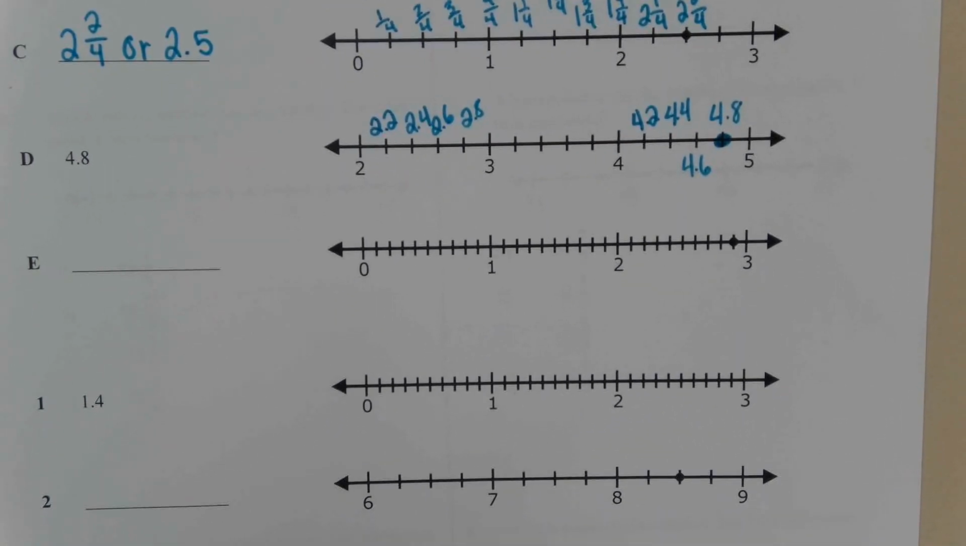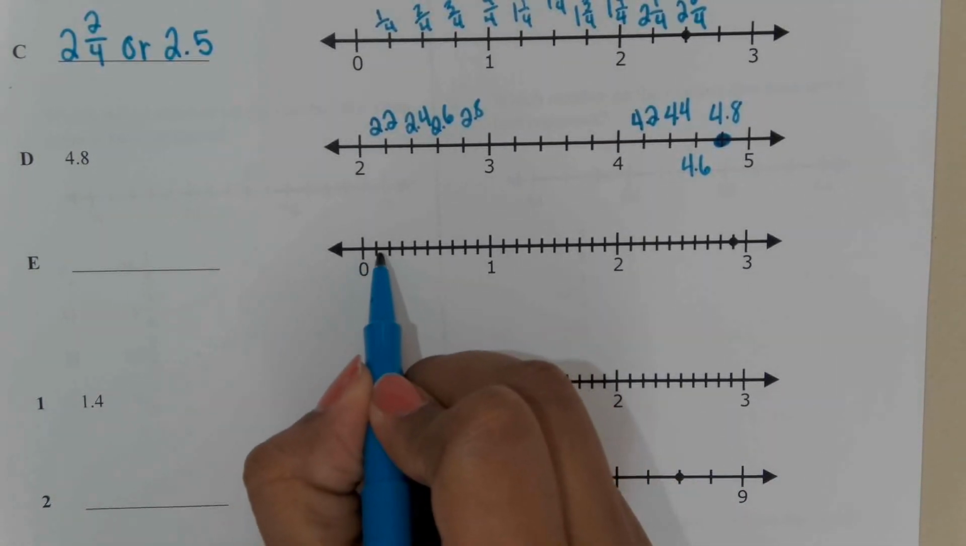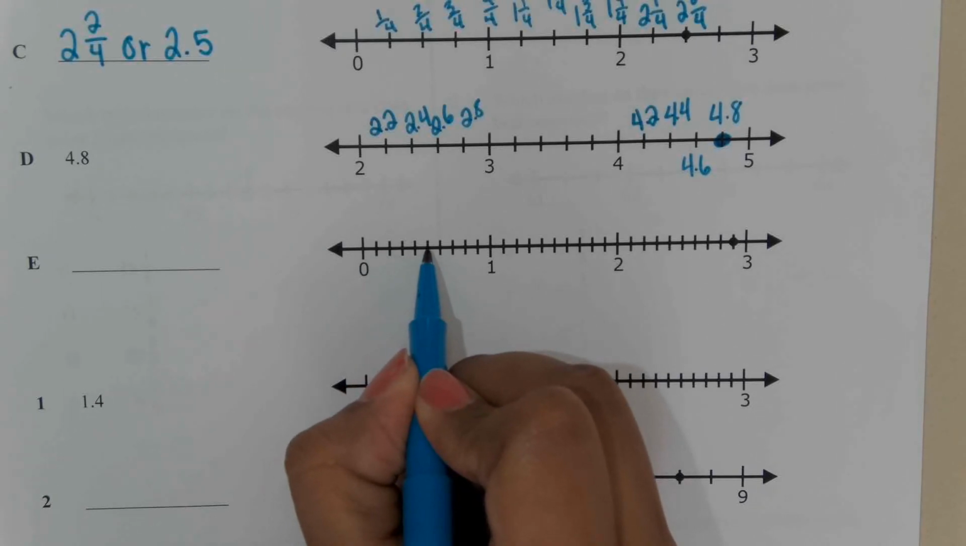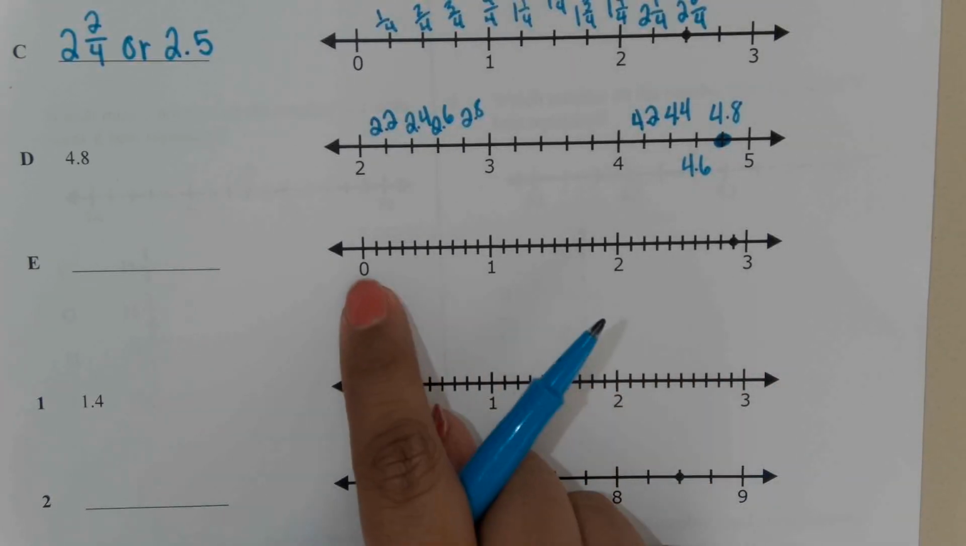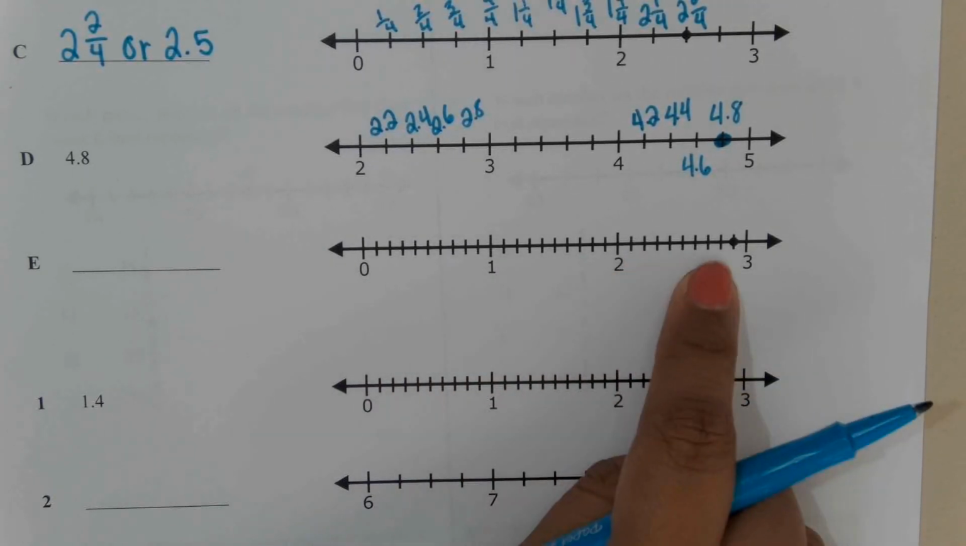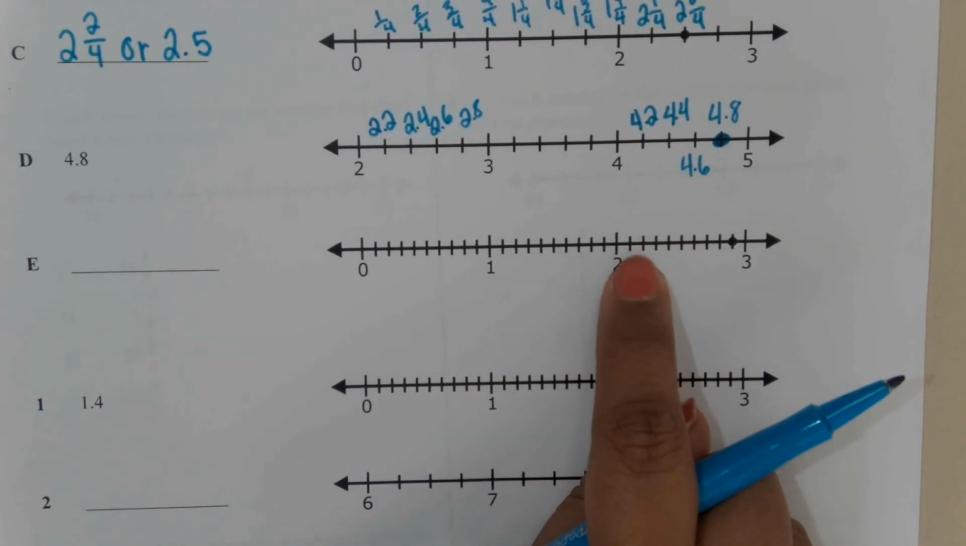Now let's go ahead and look at E, and I'm going to count my in-betweens. 1, 2, 3, 4, 5, 6, 7, 8, 9, 10. So this is going by tenths. Now I'm looking all the way over here. So let's start over here with the 2, because I know it's behind the 2.